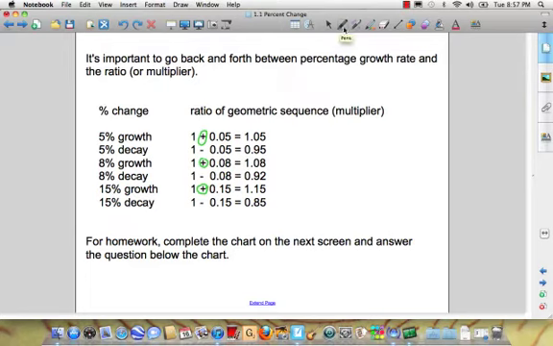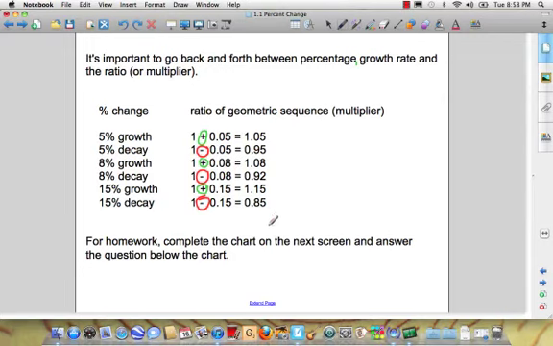Now, for decay, for decay, you always end up subtracting from 1. So 1 gives you your original amount, and then you want to take something away from that. So 15% decay, well, 1 minus 15% is 85%. So 85% is left. If 15% goes away, 85% is left.